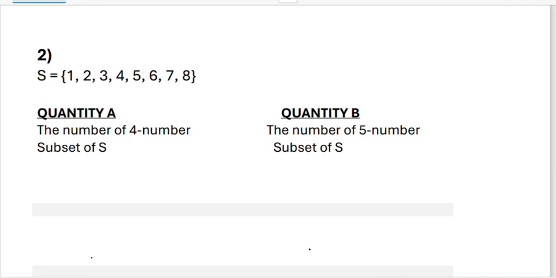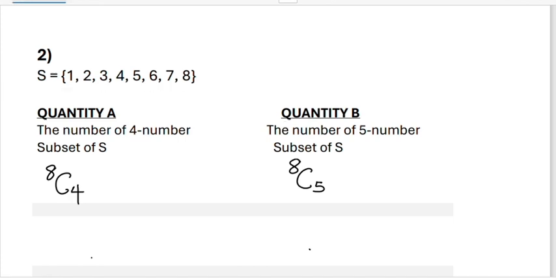For question 2, we are given a set 1, 2, 3, 4, 5, 6, 7, 8. Quantity A is the number of 4-number subsets of x, and quantity B is the number of 5-number subsets of x. What this simply means is 8 combination 4, and here will be 8 combination 5, because here we have 8 numbers and we're trying to pick 4-number subsets.